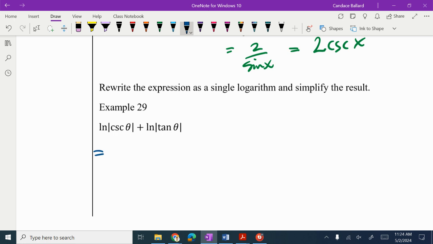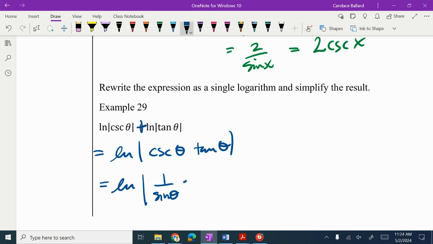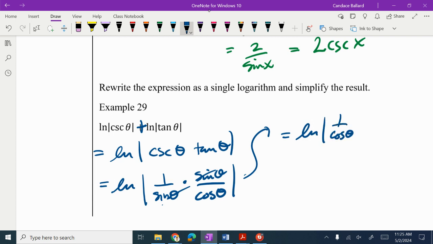All right. So back to our log stuff. Okay? When we have addition, what does it turn into? You know this. Not subtraction, multiplication. So I'm going to go natural log, absolute value of cosecant theta times tangent theta. Now we're going to look at the insides there. I'm going to try to rewrite it like we were doing yesterday. Cosecant is the same as 1 over sine. Tangent is what over what? Sine over cosine, right? What happens with the sines? Cancel. So I have the natural log absolute value of 1 over cosine theta.